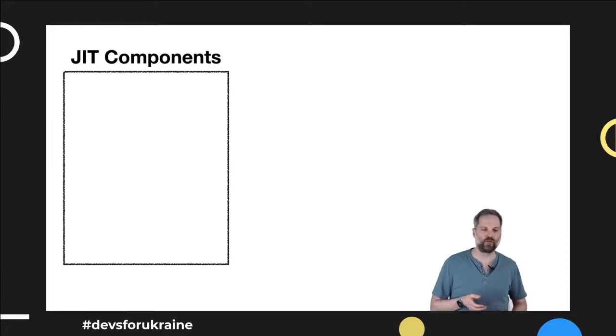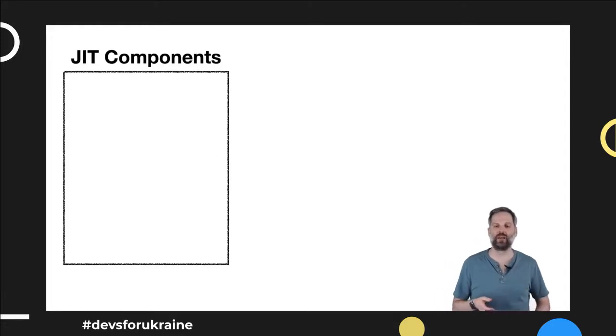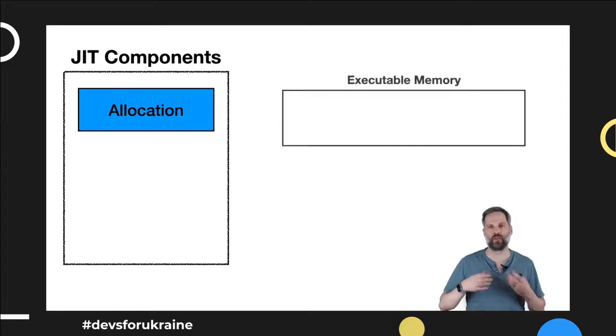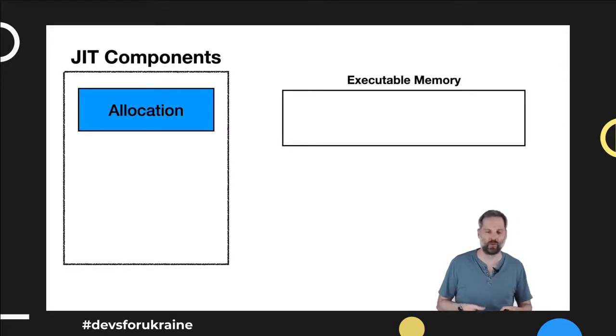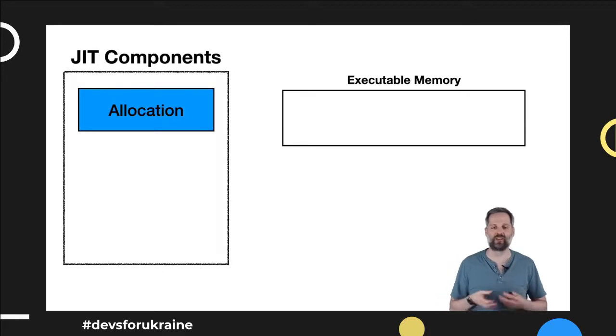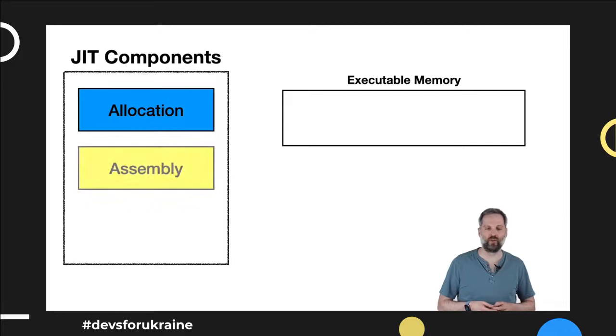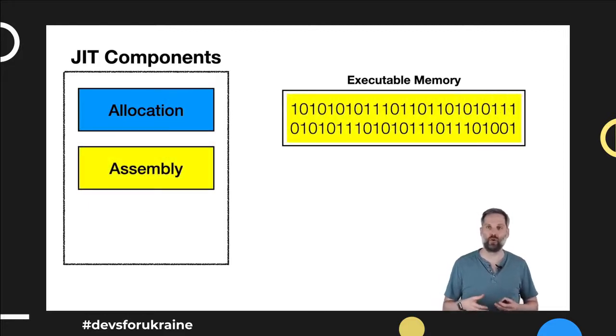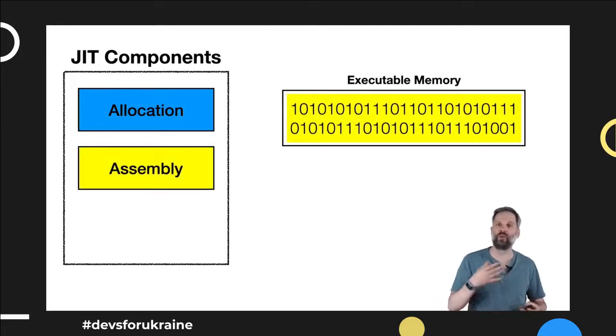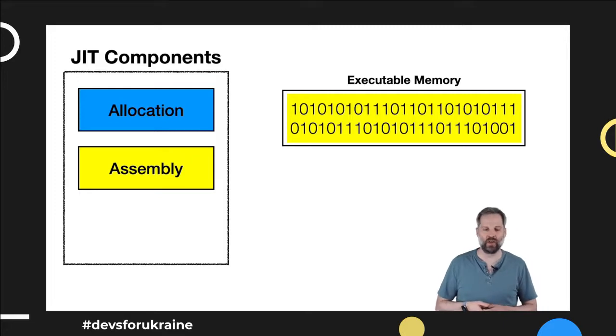The first one is we need a way to allocate memory. So we need some method for allocating memory. And it can't just be any memory, it has to be executable memory. So we need a way to allocate executable memory. The second piece of the puzzle is we need a way to assemble code or assemble machine code and put it into this executable memory.